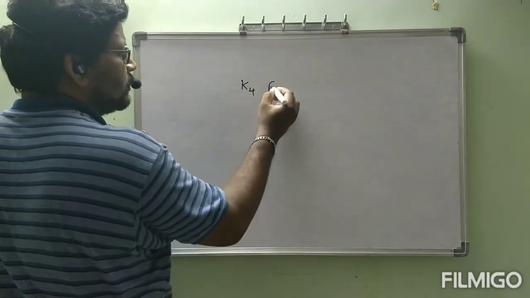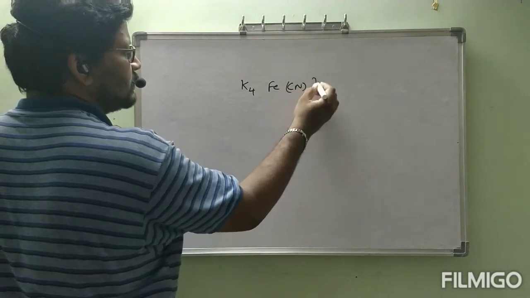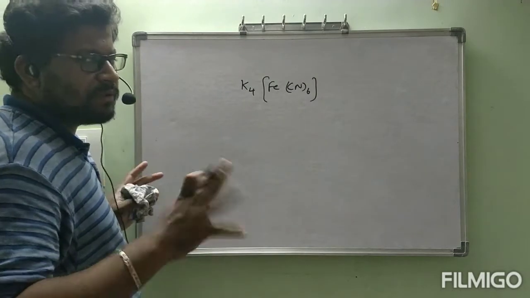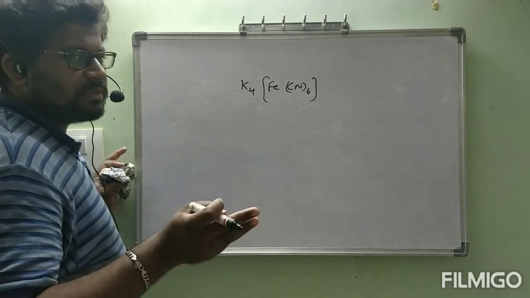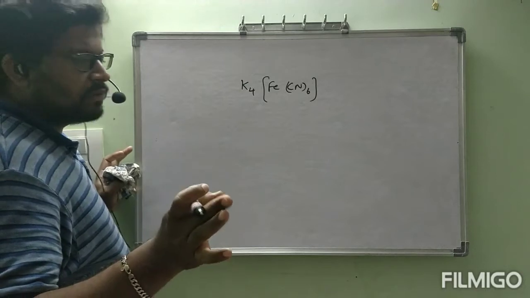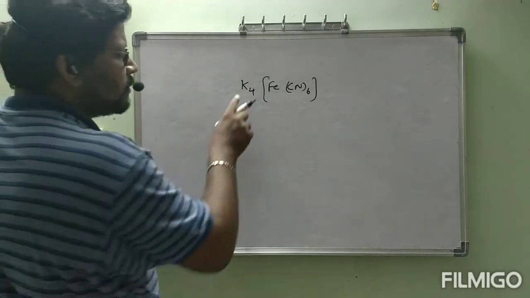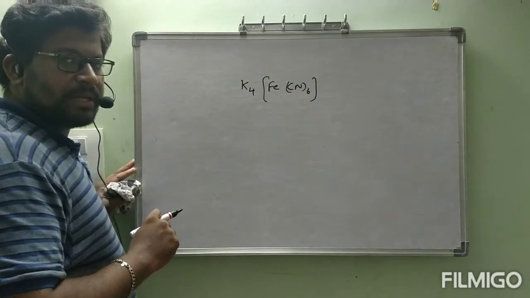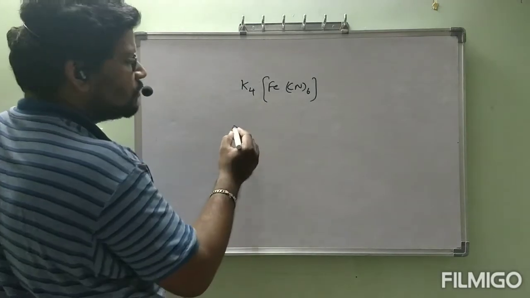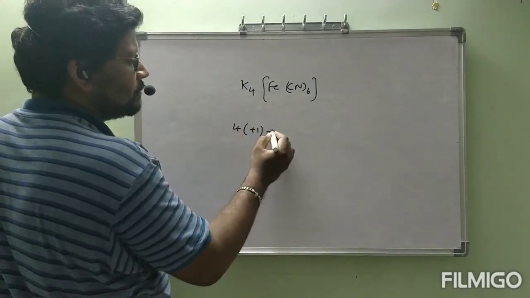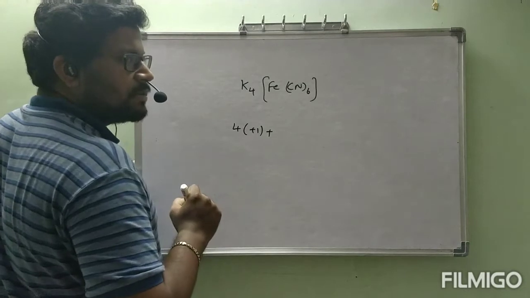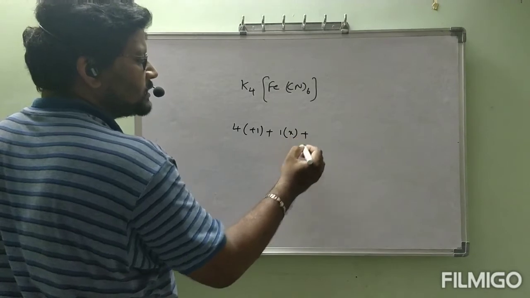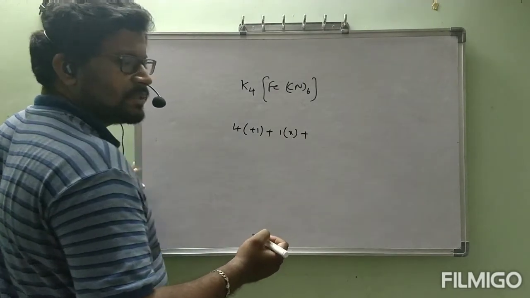K4[Fe(CN)6]. In this, we don't know the oxidation number of iron, whether it is +2 or +3. But it will show 2 oxidation numbers majorly, +2 and +3. Then what do we have to write? Simple. Potassium's oxidation number is +1. Potassium every time shows +1 in the combined state. How many are there? 4. 4 into +1. Plus iron, we don't know. Let it be X. There is 1 iron, so 1 into X. Plus cyanide, CN minus.